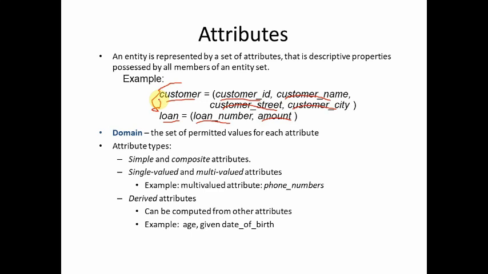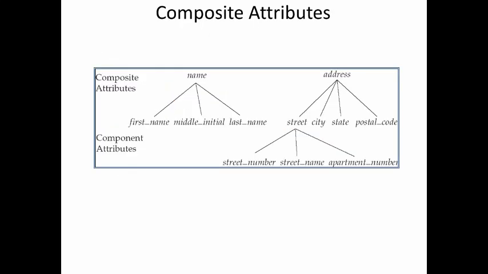So domain is the set of permitted values that you can enter in a particular attribute. You can only enter maybe integer values, or only alphanumerics, and so on. So we have types such as simple, composite, which I think we looked at, single-valued, multi-valued attributes, and then we have derived attributes, such as given the date of birth, we can derive an age.